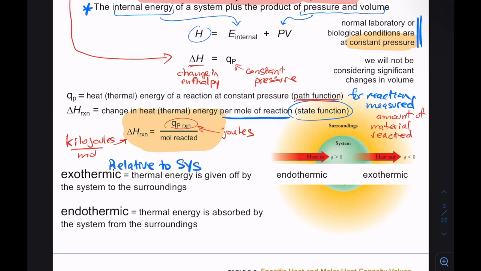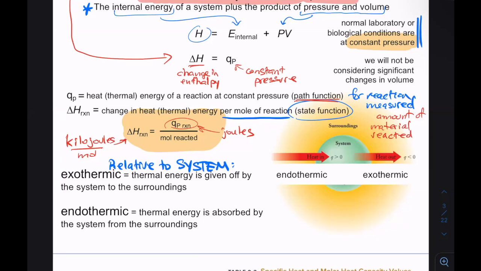How we define these: it's the flow of energy relative to the system, okay? If it's exothermic, that means the thermal energy is given off by the system. And so if it leaves the system, it has to go to the surroundings, and there's no loss of energy in that transfer.